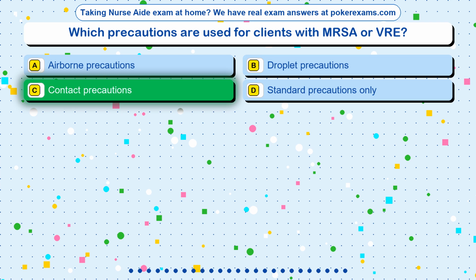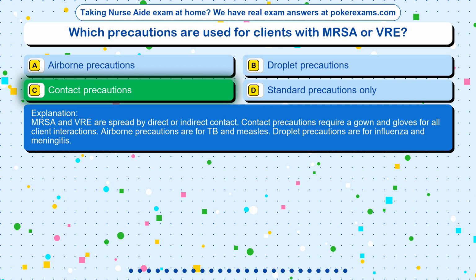The correct answer is option C. Contact precautions. MRSA and VRE are spread by direct or indirect contact. Contact precautions require a gown and gloves for all client interactions. Airborne precautions are for TB and measles. Droplet precautions are for influenza and meningitis.